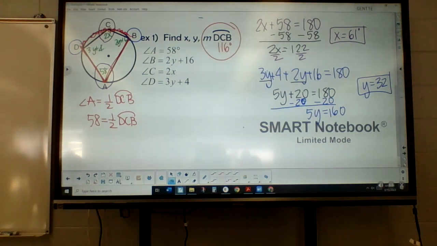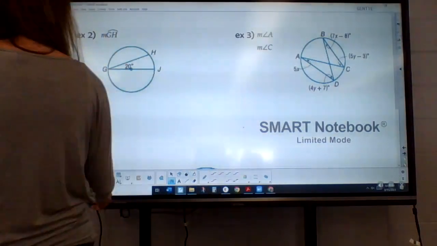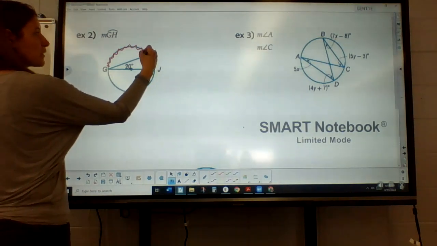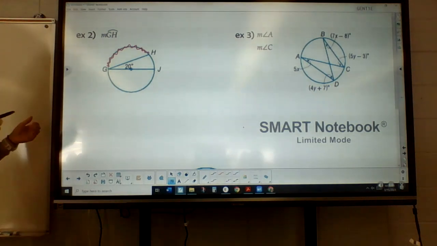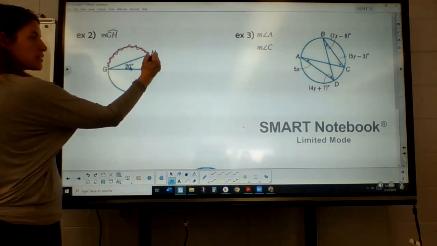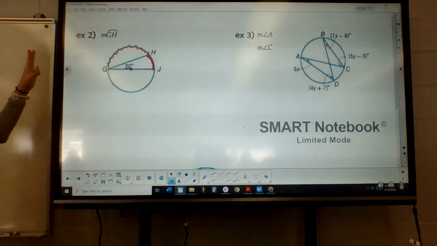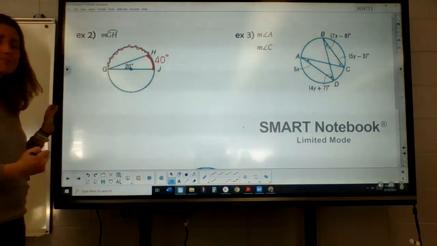All right. So let's look to the bottom of the page. So they want the measure of arc GH. So they want this arc here. I think it would be easier to find this arc first. It's going to be what? It's going to be 40. Remember, the arc is always double. Guys, make sure we're following along here. The arc is always double the angle. So this arc is going to be 40 degrees.